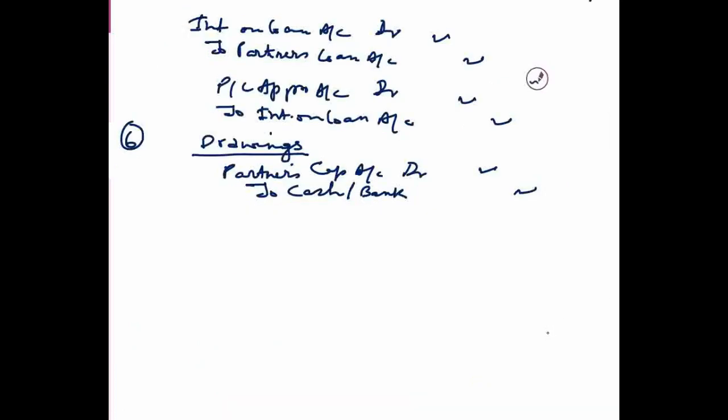For charge of interest, the firm will be charging interest. So what entry do we pass? Interest on drawings is an income. So we debit partners' capital account because it's an amount receivable from the partners. Partners' capital account debit to interest on drawings.